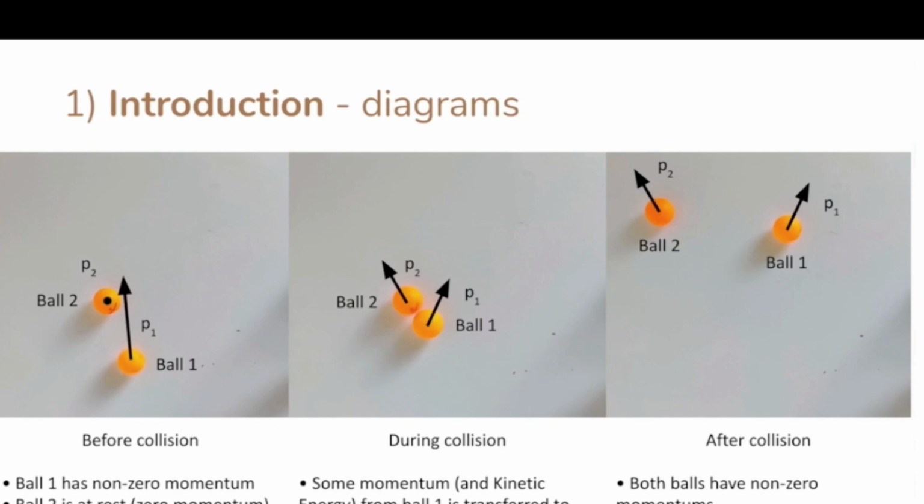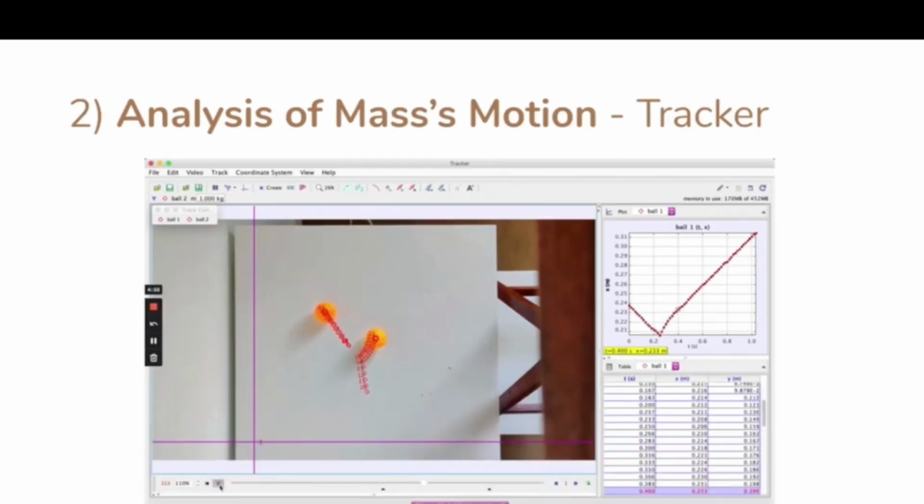So these are some diagrams of what the experiment was. Before the collision, ball one was moving with some non-zero momentum, and ball two is at rest. And then they collide, which transfers some of the momentum from ball one to ball two, as well as kinetic energy. And then after the collision, both balls have some non-zero momentum.